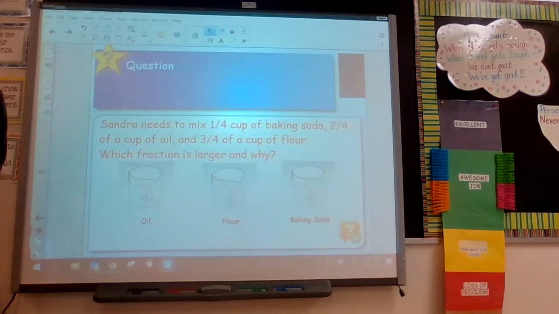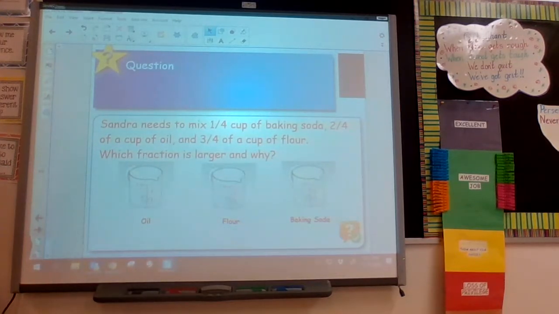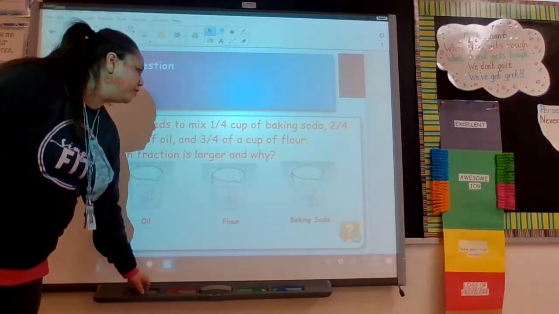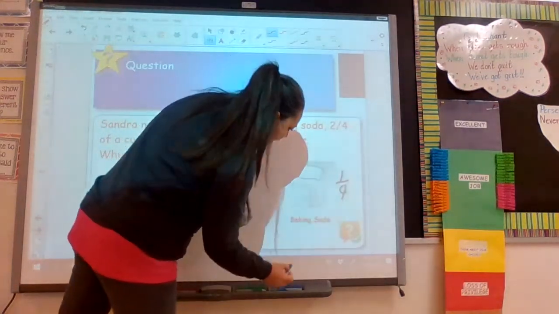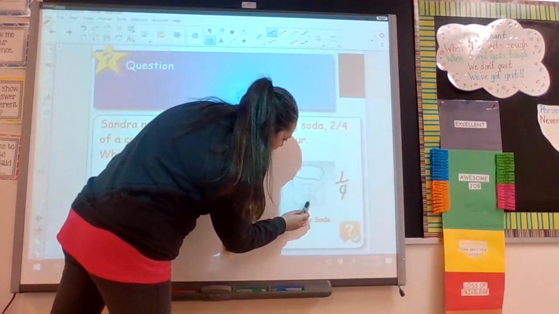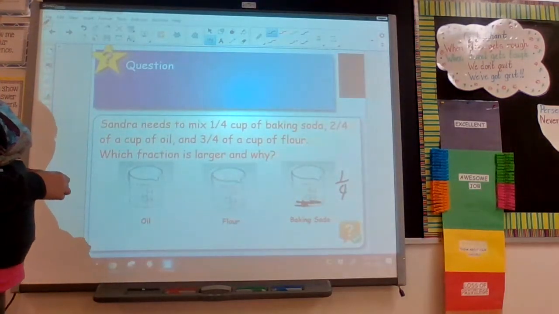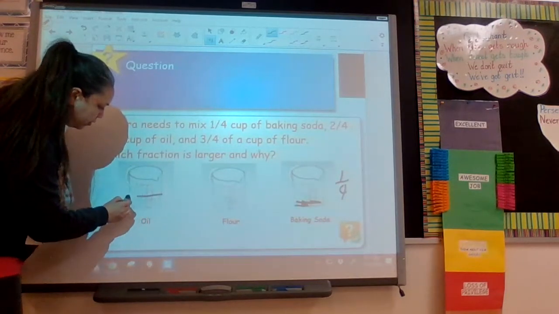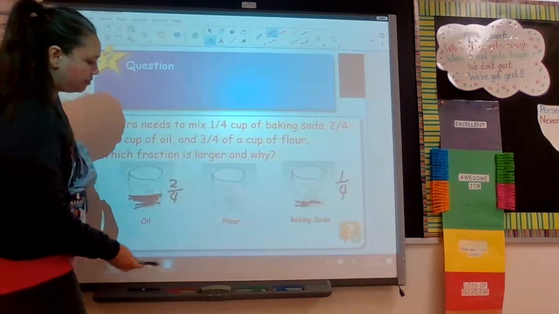Okay. Sandra needs to mix 1/4 cup of baking soda, 2/4 cups of oil, and 3/4 cups of flour. Which fraction is larger and why? Okay, so if we look at this, notice what do we know about the fractions here? She needs 1/4 cup of soda. So I like to write this next to him, 1/4, and I can't really see it that well, but it looks like that could be 1/4. It's kind of hard to see on this. 2/4 cups of oil. 2/4 is going to be right here, and 3/4 cups of flour.